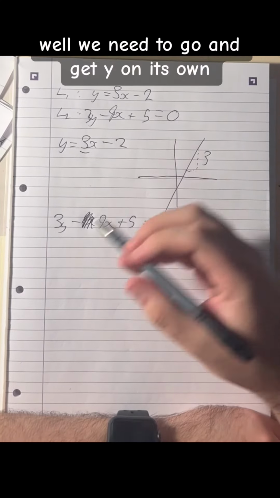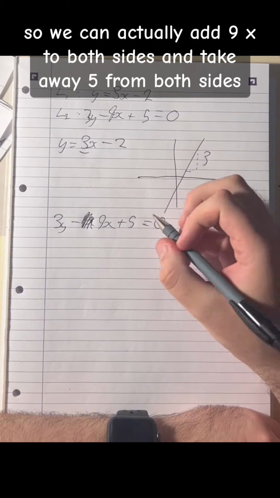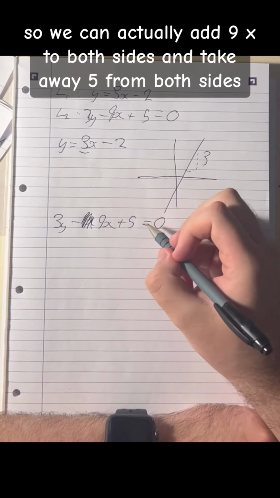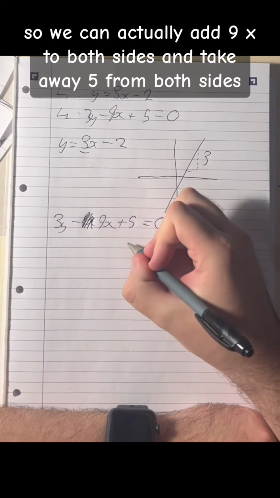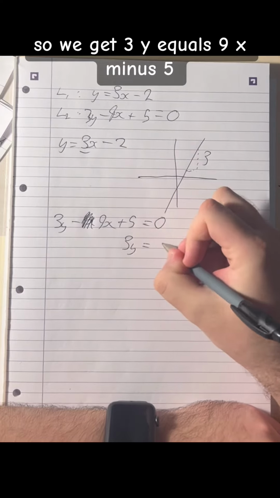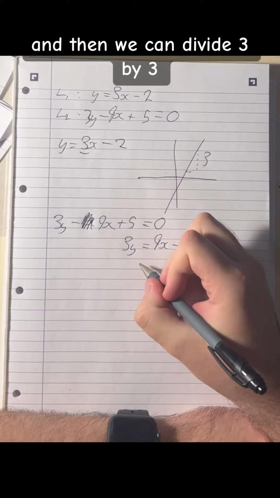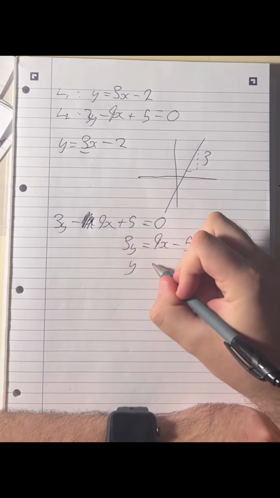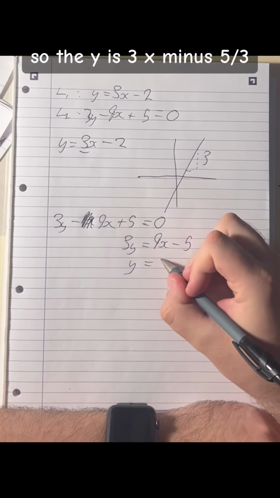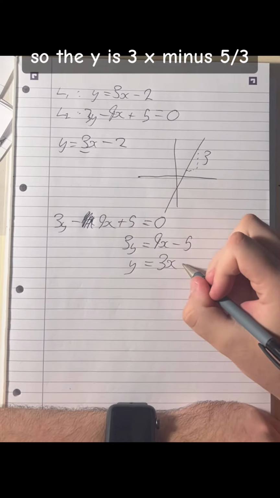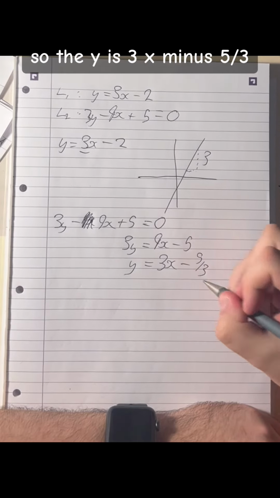Well, we need to get y on its own. So we can add 9x to both sides and take away 5 from both sides. So we get 3y equals 9x minus 5. And then we can divide through by 3, so that y is 3x minus 5/3.